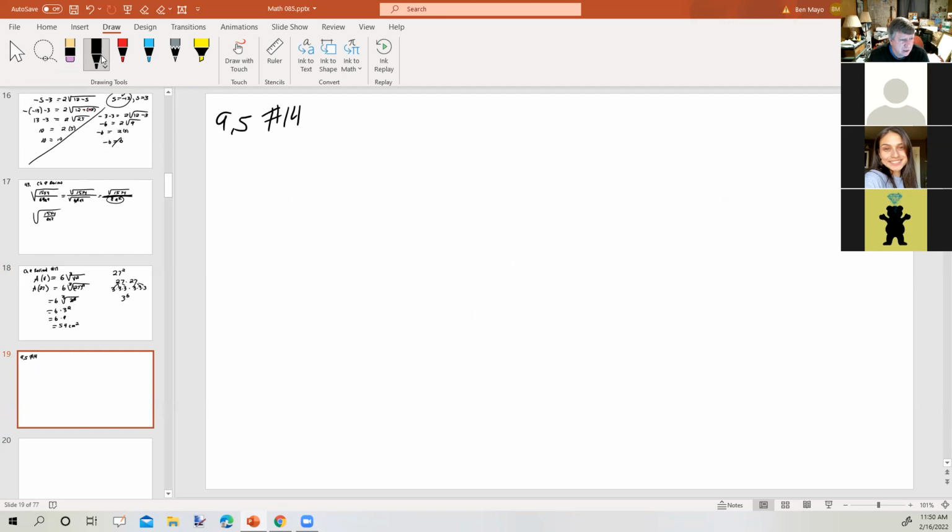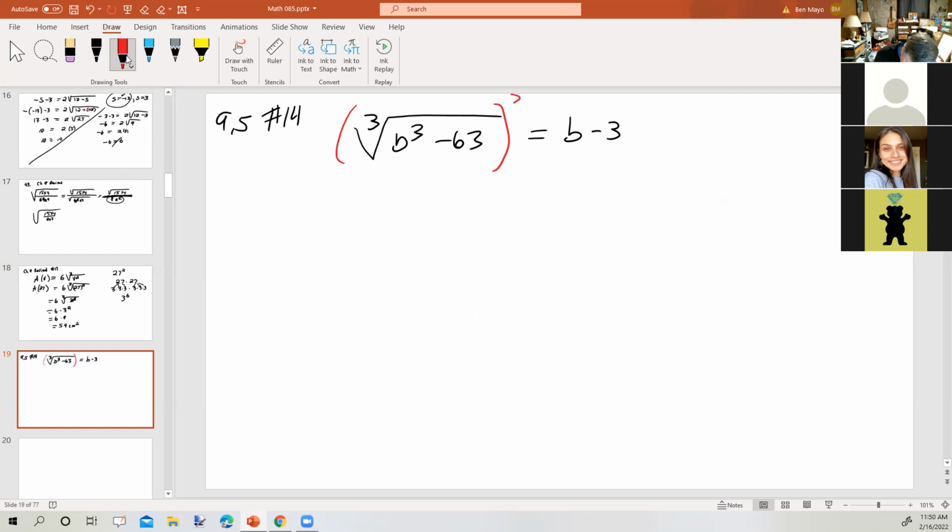Solve the equation, enter your answers as a comma separated list. And yes, you did get them correct, but let's take a look. So we've got the cube root of b cubed minus 63 equals b minus 3. So we have a radical that's a cube root. It's already isolated. Because it's a cube root, we have to cube both sides.